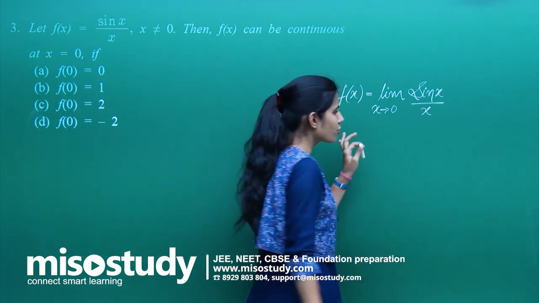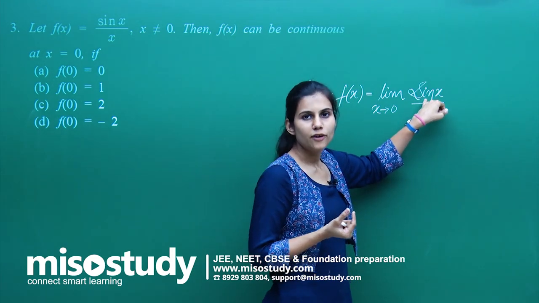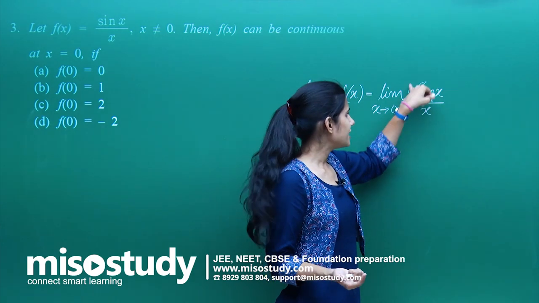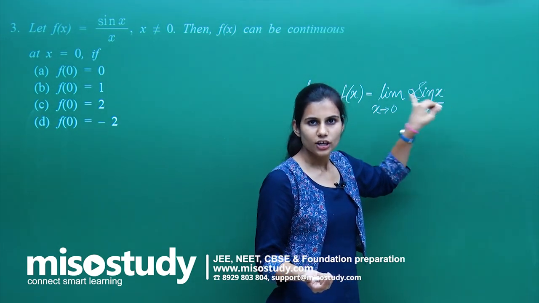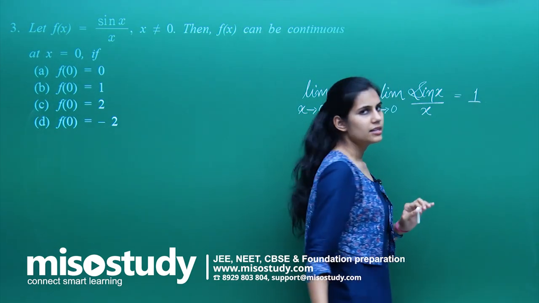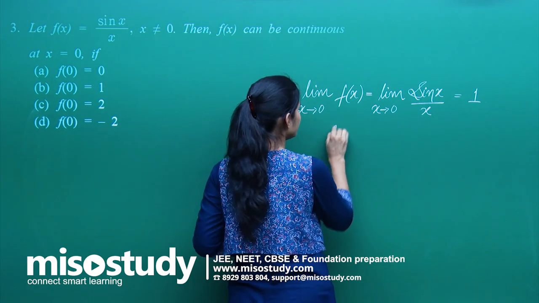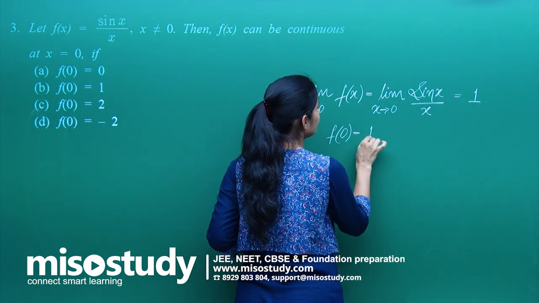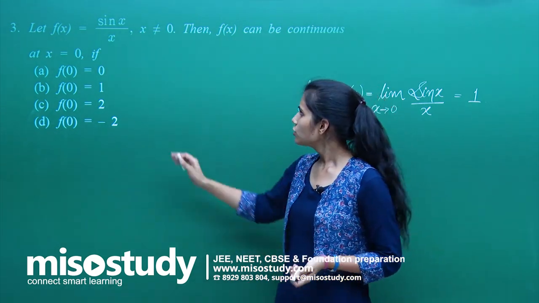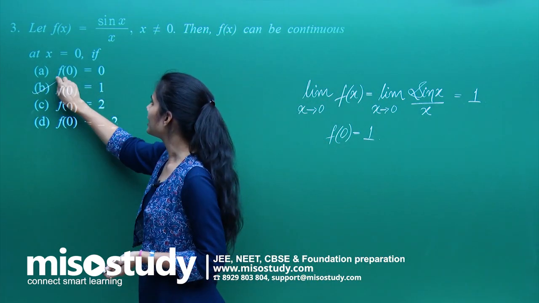You know that as x approaches 0, when x is very, very close to 0, the graph of sin x is almost the same as that of the identity function. So sin x approximately becomes equal to x. So x upon x gives you 1, and this is the limit that is equal to 1. So limit x tends to 0, f of x is 1. You should define f of 0 to be 1 if you want your function to become continuous at x equals 0. So for f(x) to be continuous at x equals 0, f of 0 should be defined as 1.